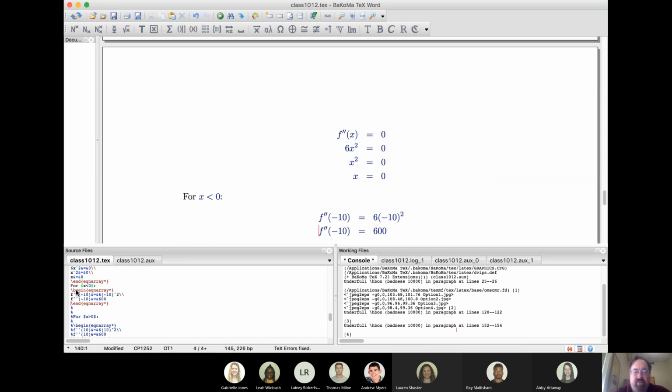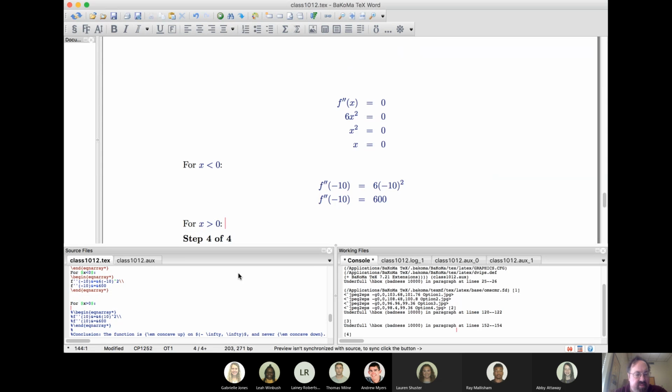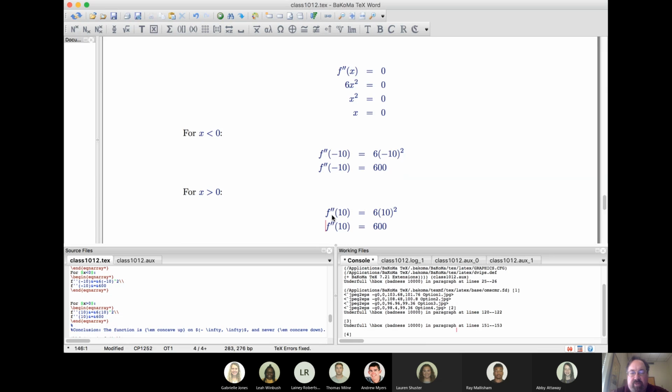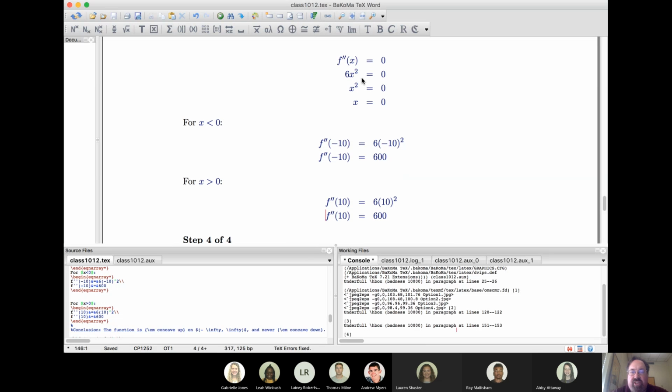Just randomly picking an x value that's negative, just pick minus 10. So we get a positive value there. And then we pick a positive x, so we just pick plus 10. So the algebra works out largely the same. In fact, we get the same result in this case because we're squaring, and we get plus 600 again. And we can see from the second derivative, 6x squared, that's never going to be negative. So even without doing this, you can tell it's never going to be concave down.